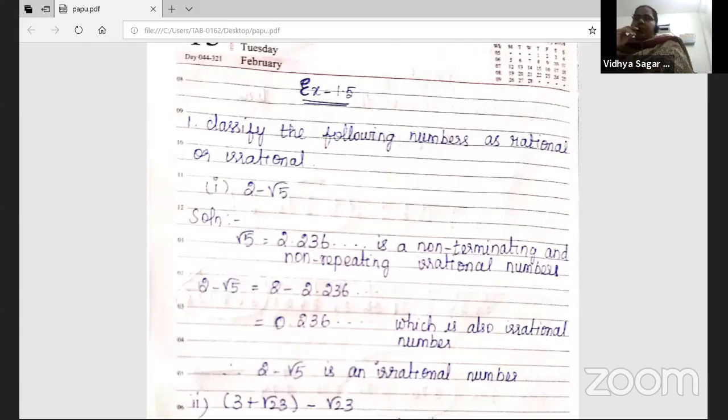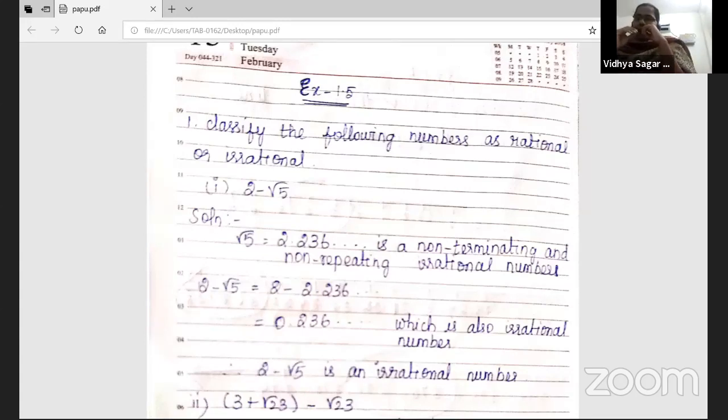So 2 minus root 5: you know your root 5 value now, 2.236. If you subtract, 2 minus 2.236, your answer will be 0.236, which is also an irrational number. So 2 minus root 5 is an irrational number.